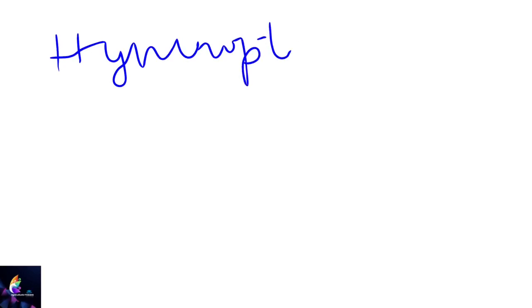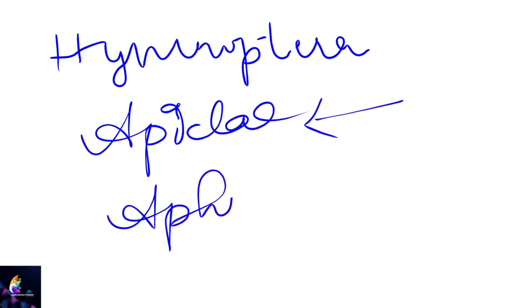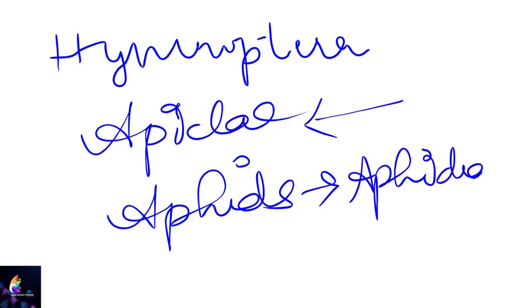Very firstly, we are going to see the order and family of honeybee. Honeybee belongs to the order Hymenoptera and it belongs to the family Apidae. Remember, honeybee belongs to the family Apidae, but aphids belong to the family Aphididae. If they ask what is the family of honeybee, they can give both options Apidae, Aphididae, or they may ask what is the family of aphids and give both options. So don't get confused with this.